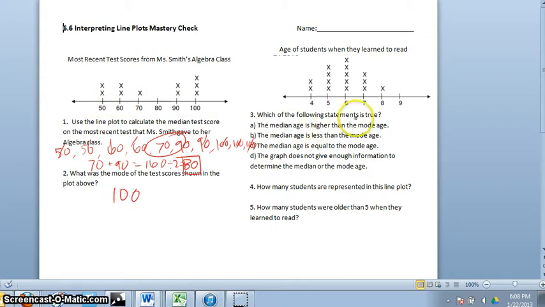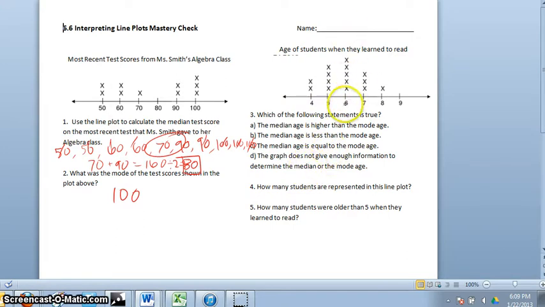Number 3, which of the following statements is true? The median age is higher than the mode age. We're talking about ages of students when they learn to read. The median age is less than the mode age. The median age is equal to the mode age. The graph does not give enough information to determine the median or the mode age. So obviously we need to find the median and the mode of the ages students were when they learned to read, so we know which was higher, the median or the mode, or if they were equal.